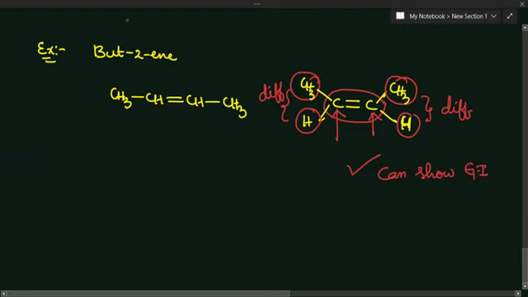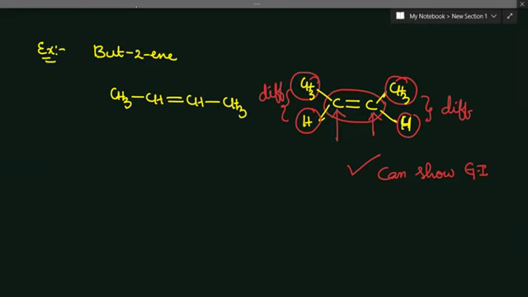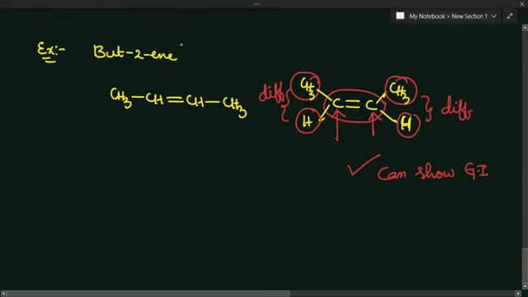So if it can show, how many ways can we write it? All those we'll discuss later. Today my topic is whether it will show or not. Whether a compound given to you can show geometrical isomerism or not. That is the point I'm going to discuss today.